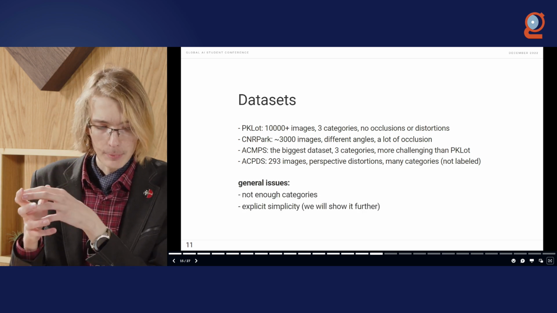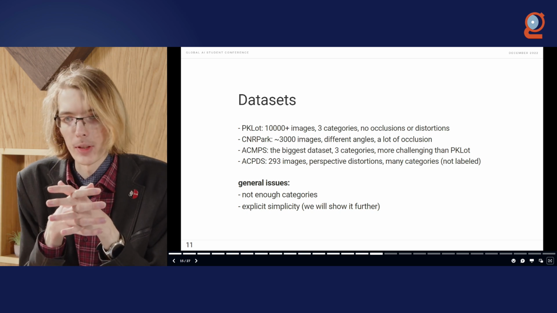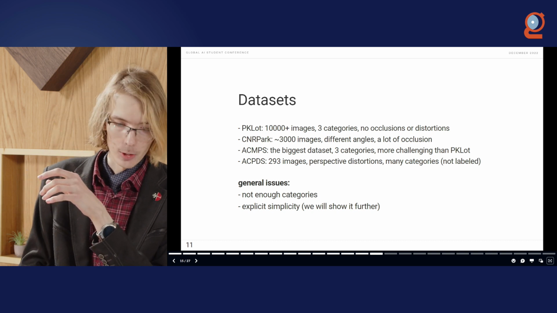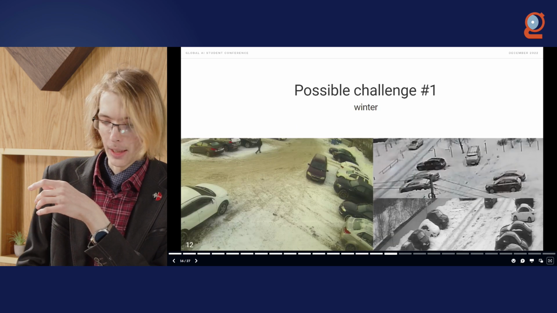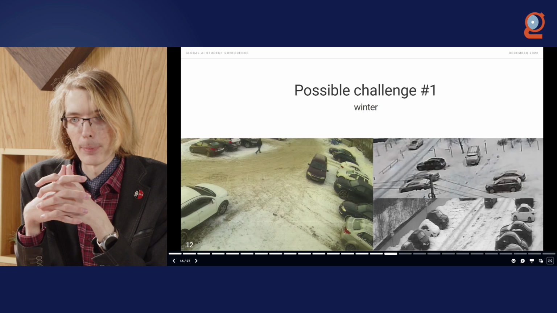As I mentioned before, common issues are problems with categories, with annotations, and the simplicity of a certain benchmark that, despite that, was used as the main benchmark in some studies.